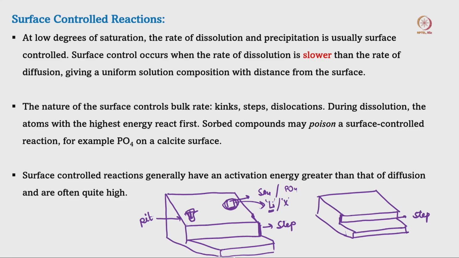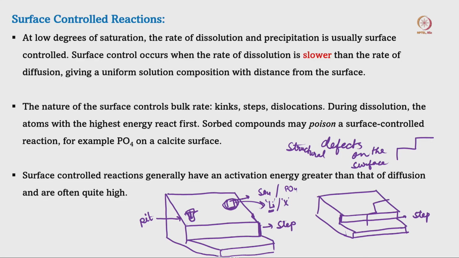Okay. So, pit, step, kink. Kink means that there is something like this. It is going and it is having a kink like that. So, there is a kink. So, these are the defects, the structural defects on the mineral surface. And due to this the reaction can get either faster or slower.